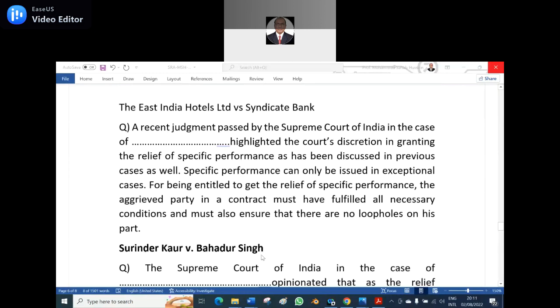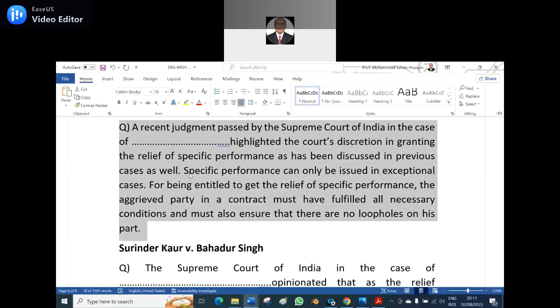Surinder Kaur versus Bahadur Singh. I repeat, Surinder Kaur versus Bahadur Singh. And the above statement is made. This is the statement which I highlighted. What is the numbering which I have given?